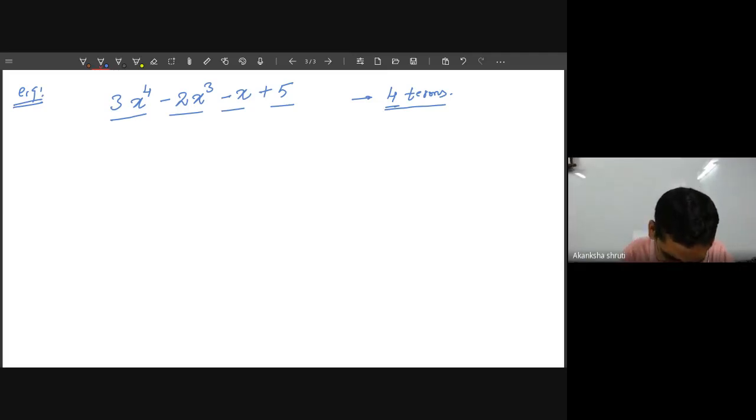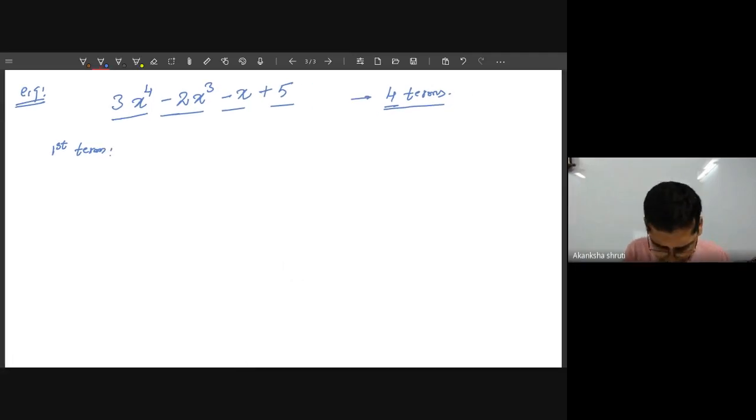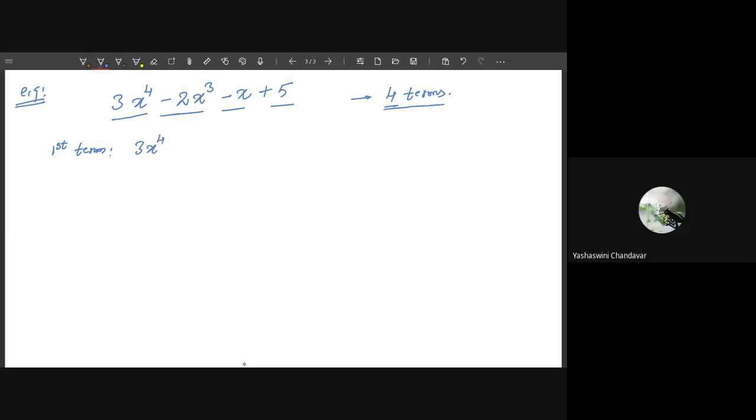A student, in the first term, default sign means no sign is given, means it is defaultly positive. Plus. In the second term, what is the sign? It is minus. What is the first term? Student, write the first term. If anyone is going to ask to write the first term itself, what is the first term? The first term is our 3x raised to 4.